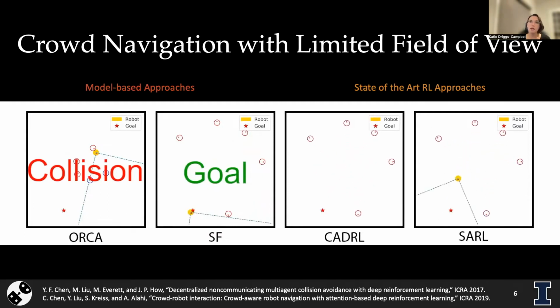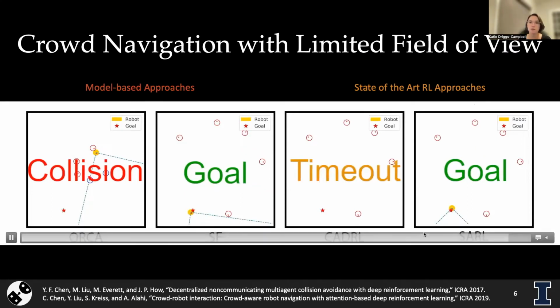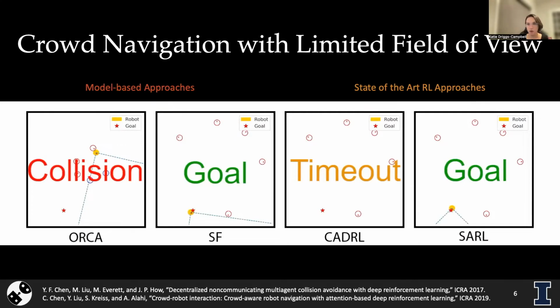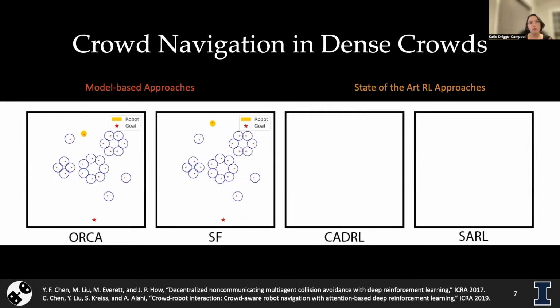By taking a reinforcement learning approach, we're not assuming a model about what's going on, and we're able to implicitly learn what these agents are going to do. So for the most part, we can handle some of these limitations, although we still struggle a little bit in terms of timing.